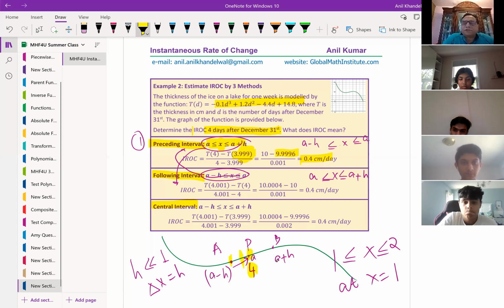Similarly, sir? Yes. Sir, so what we're basically doing is using the same formula as the secant, right? But we're just bringing the delta x very close. Yes, because that is what tangent is. So, sir, you know how we have t of 4 minus t of 3.999, right? If we were given, for example, like you know how it said determine the IROC 4 days after December 31st? If it said like 5 days, sir, so would it be t of 5 minus t of 4.999? Yes, yes. Okay.